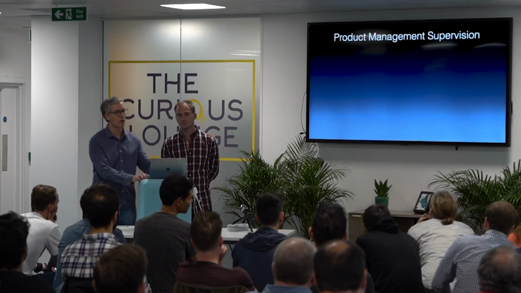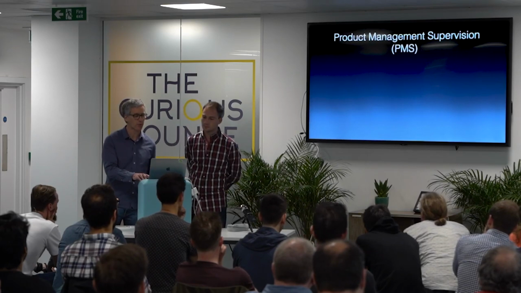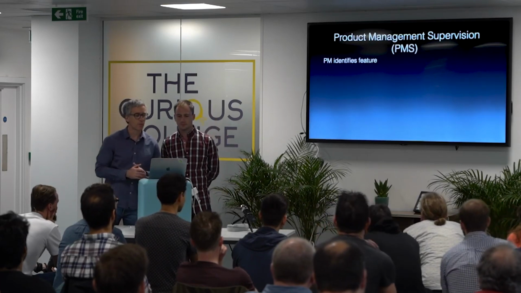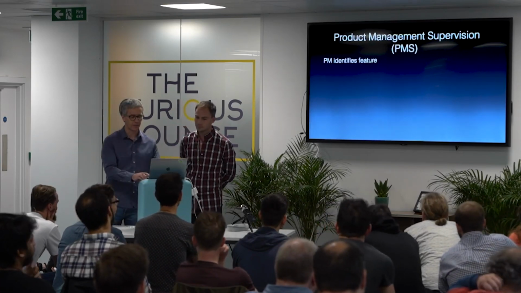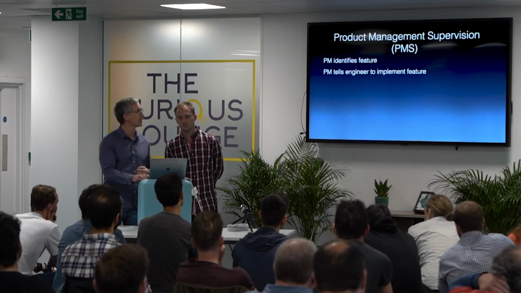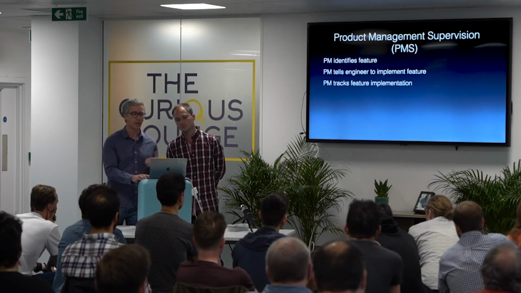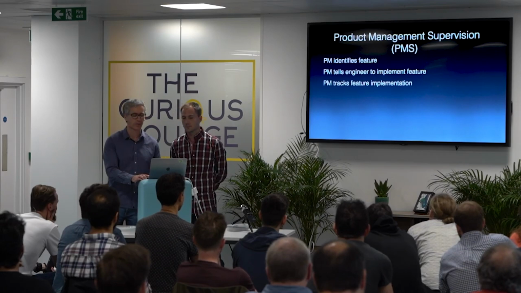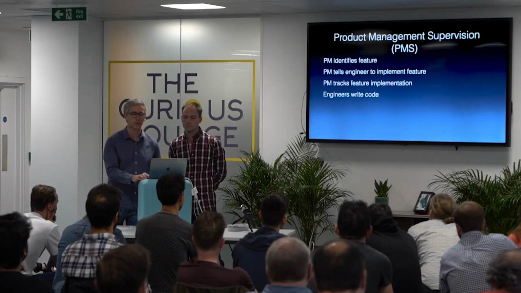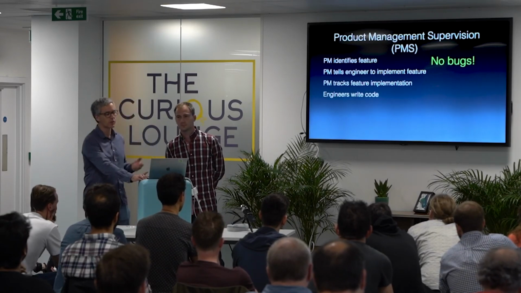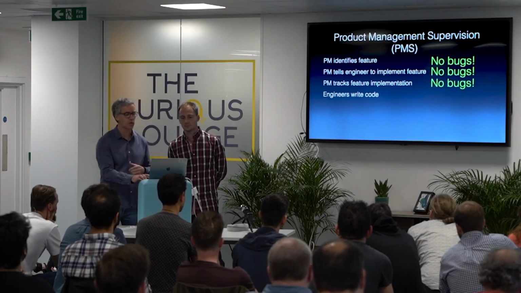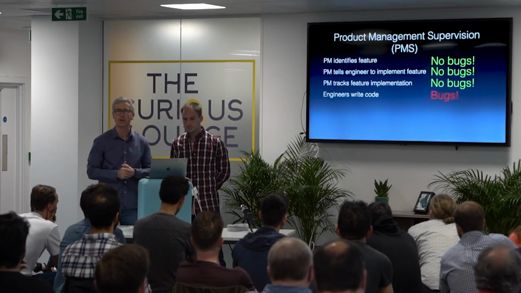All right, here's another one, product management supervision, or PMS. The product manager identifies a feature. The product manager tells the engineers to implement the feature, tracks the implementation of those features in the project, and the engineers write the code. First step, no bugs created. Second step, no bugs. Third step, no bugs. It's all looking good, and then the engineer writes the code: bugs.